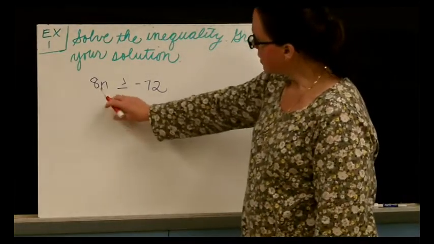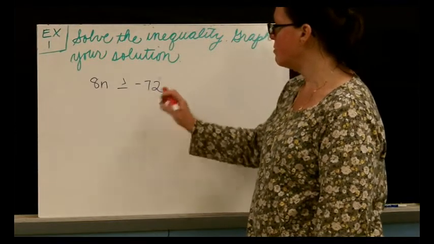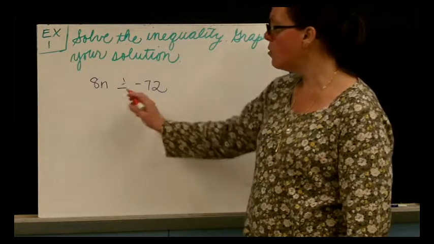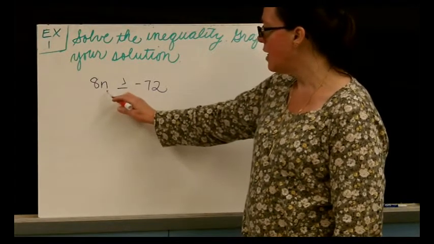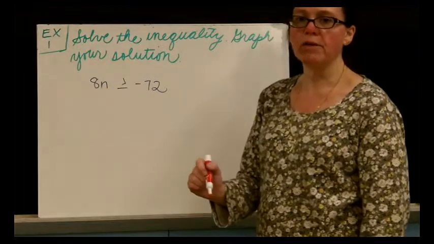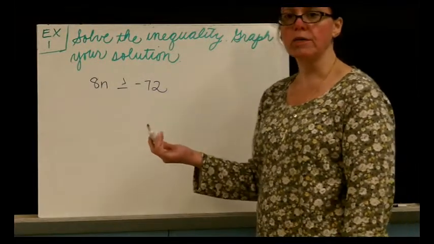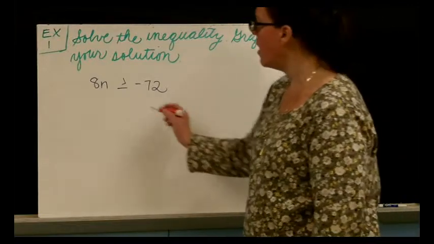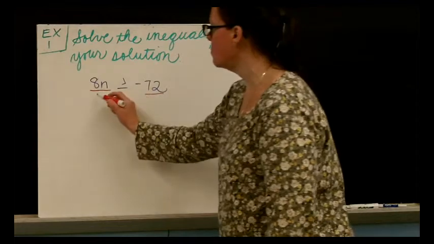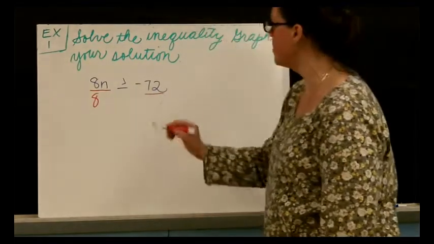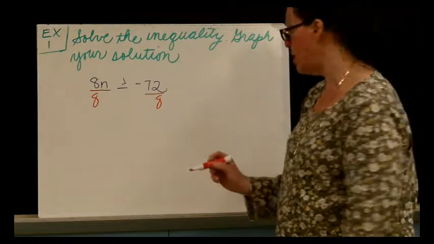Let's read the inequality. It says 8n is greater than or equal to negative 72. So what's happening to the n right now? Well, right now this n is being multiplied by a positive 8. And the opposite of being multiplied by a positive 8 is to be divided by a positive 8. And so we're going to do that on both sides of this inequality. We are going to divide by our positive 8.